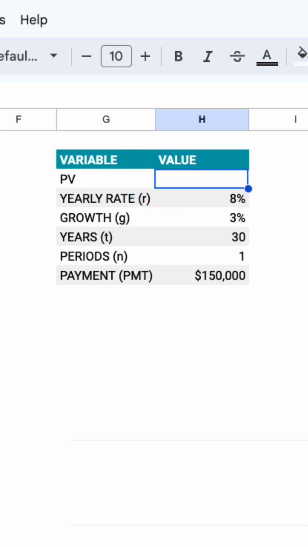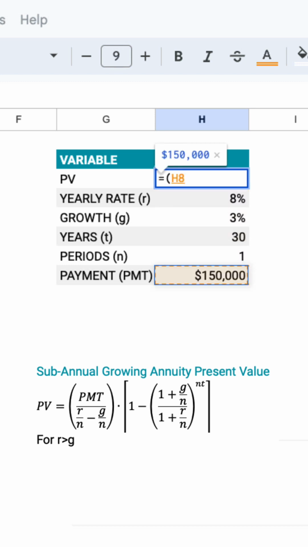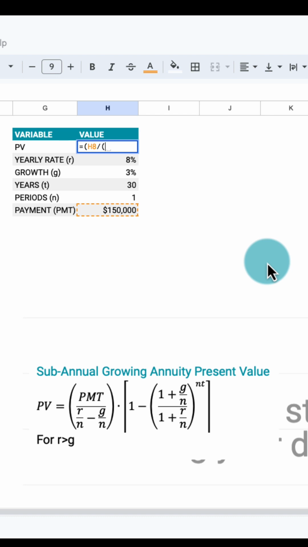Let's calculate our present value, or how much money we need today. For this, we use the following equation, where we select a payment of $150,000 and we divide this by the rate, which is divided by the number of periods. In this case, it's 1. And we subtract it by the growth divided by the number of periods. We're going to close the parentheses here.